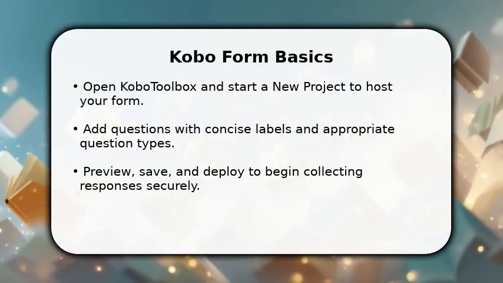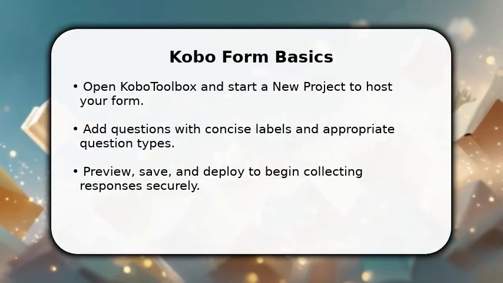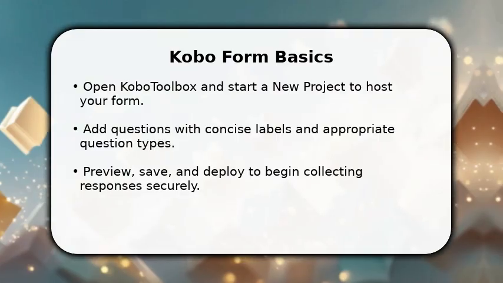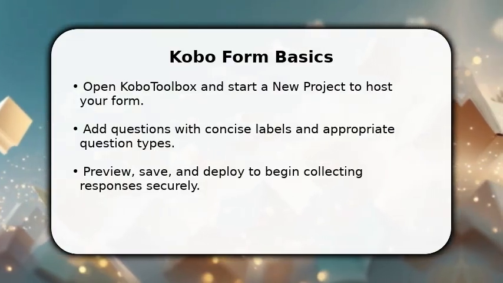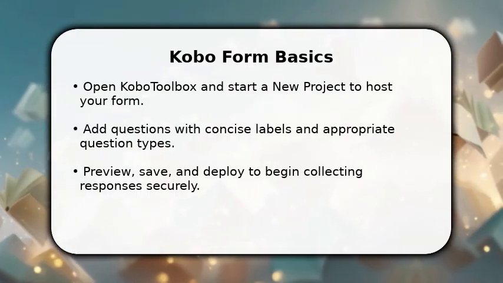In this video, I will show how to create a Kobo form. Open Kobo Toolbox and click New Project, then choose Form and give it a clear title. Add questions using the Add Question button, pick a type, and set validation rules.